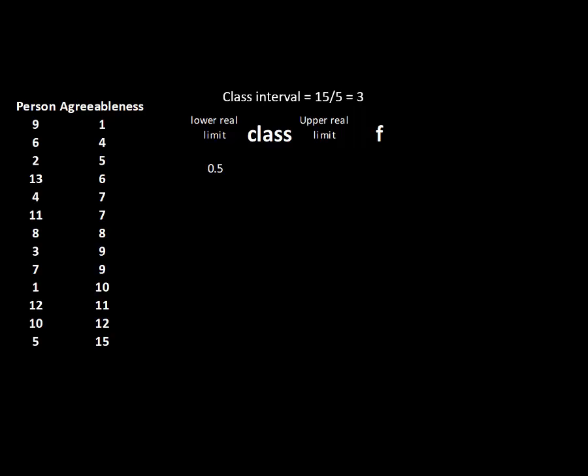Now what is the upper real limit of that class? Well, to figure that out, all we have to do now is add the class interval to the lower real limit for that class, and that will give us the upper real limit of this class. So we're going to add 3 to the 0.5, and that is going to give us our upper real limit on this class of 3.5.